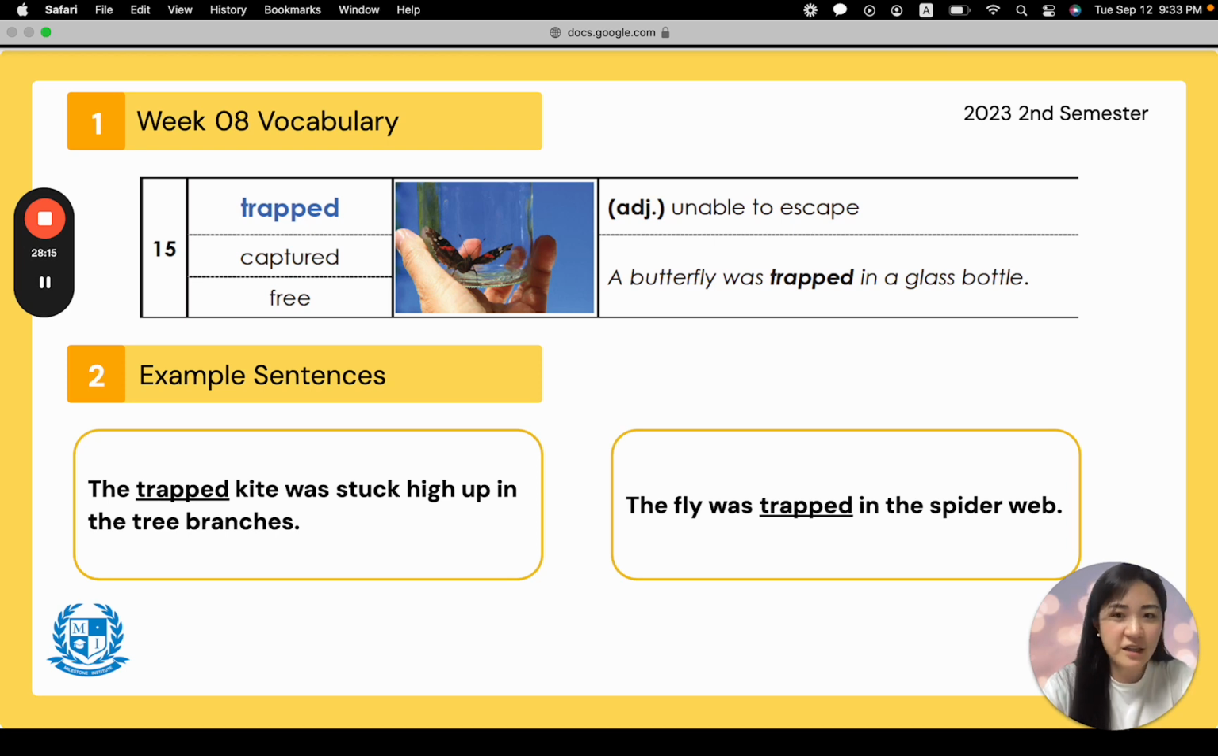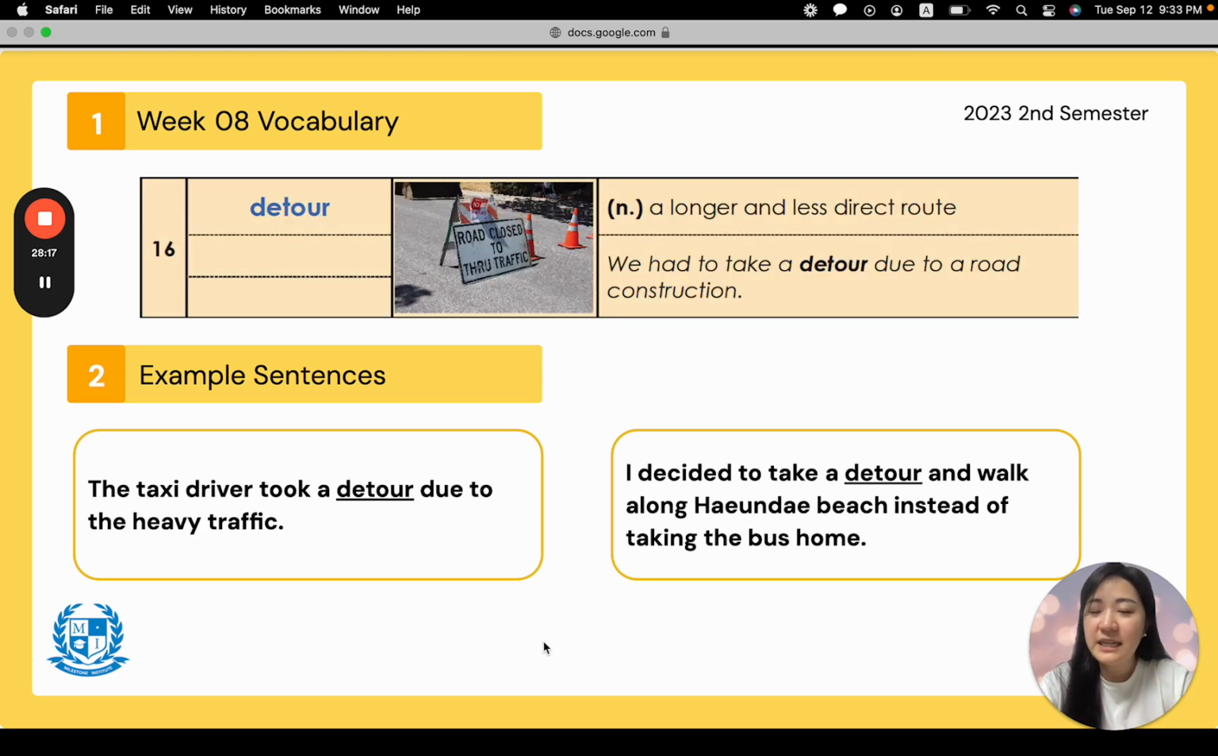Are we already on our last word? Oh my goodness. Everyone say detour. Detour. It is a noun, a longer and less direct route. So from point A to point B, we can just go straight. But detour means take a turn here, go up here, go turn here, and go turn. And then we get to point B.